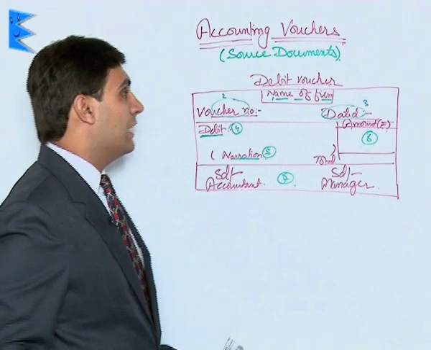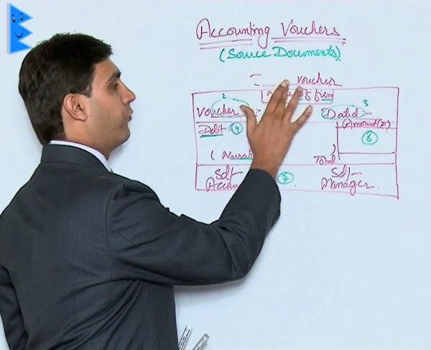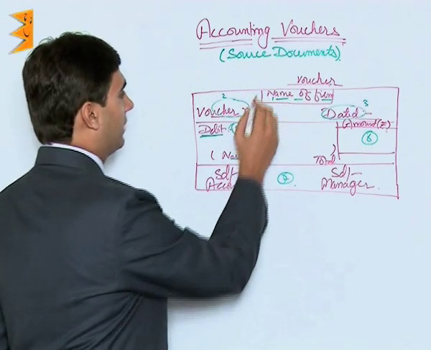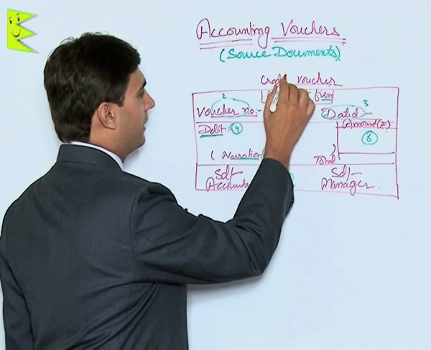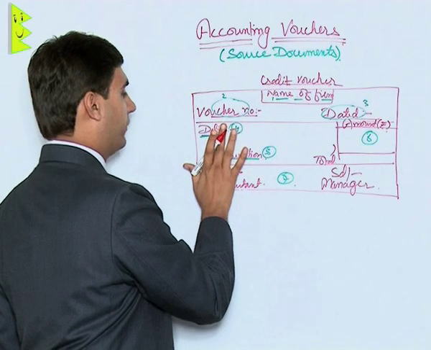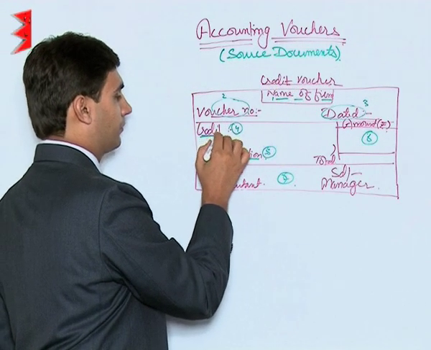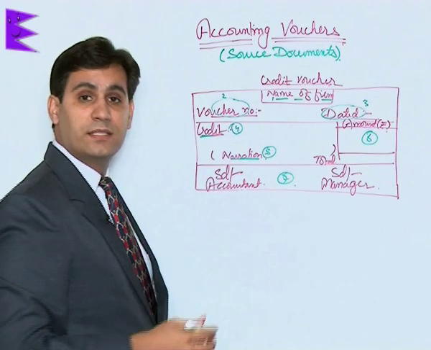Similarly, we can prepare a credit voucher also. The format usually remains the same. The only thing is that the name will change. It is now a credit voucher. And instead of debit here, we will write credit. Rest every part remains the same.